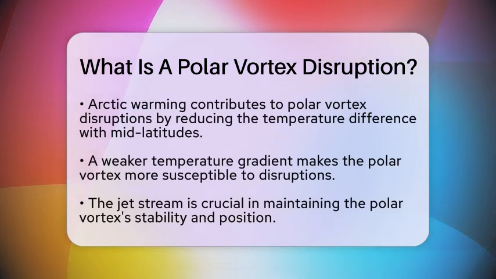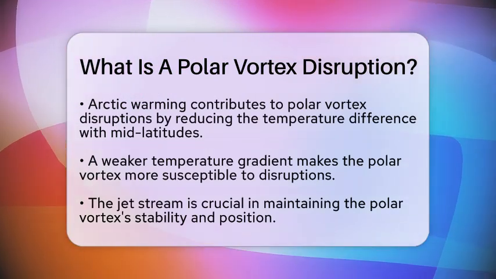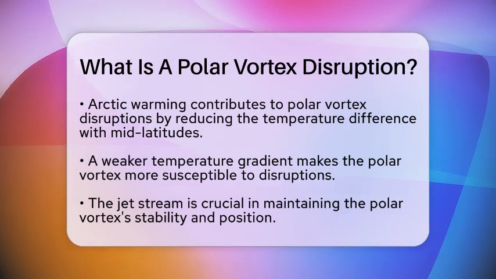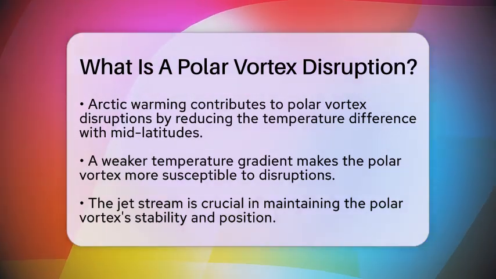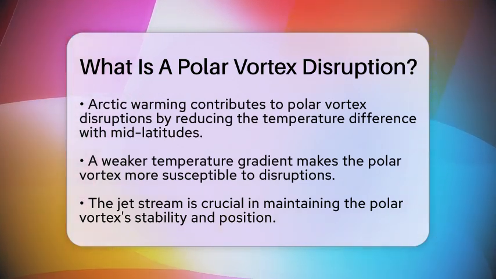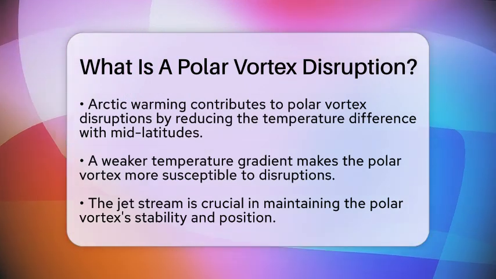The jet stream also plays a significant role in maintaining the polar vortex's position. The jet stream is a fast-moving band of air that can influence the stability of the polar vortex. If the jet stream weakens or becomes unstable, it can allow cold air from the polar vortex to escape and move into populated areas, leading to unexpected cold snaps.